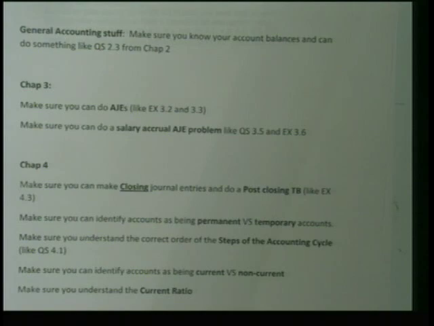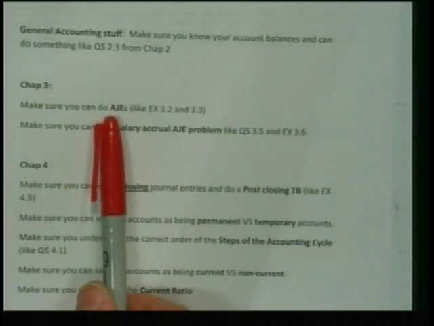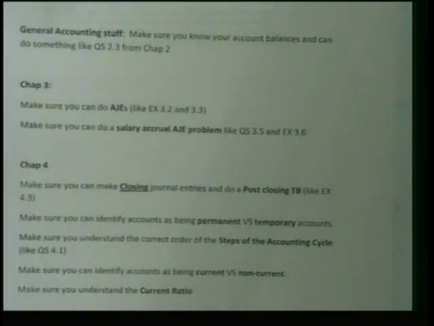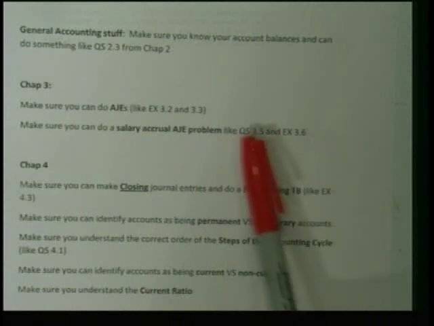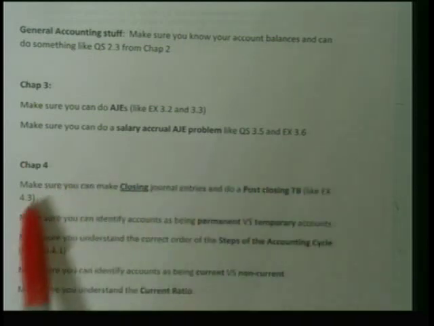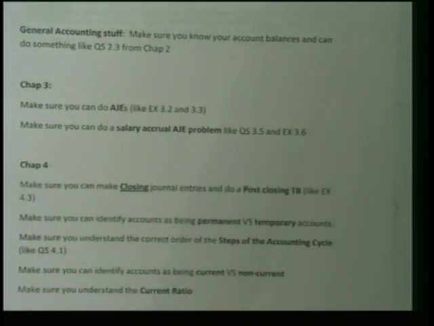I want you to make sure you can do adjusting journal entries, like exercise 3-2 and 3-3. Didn't we last period, I also showed you those extra AJE handouts on Angel under chapter 3 that you can do for practice, right? And the answers are on there. Back to chapter 3, make sure you can do a salary accrual problem, like quick study 3-5 or 3-6. Make sure you can do closing journal entries and a post-closing trial balance, like exercise 4-3, which we did today.